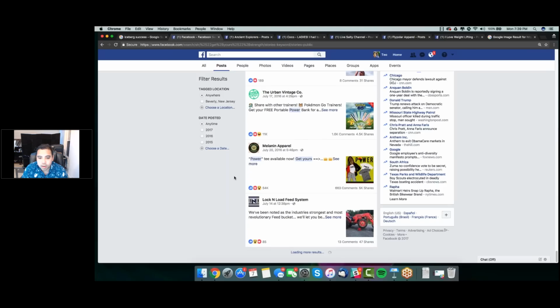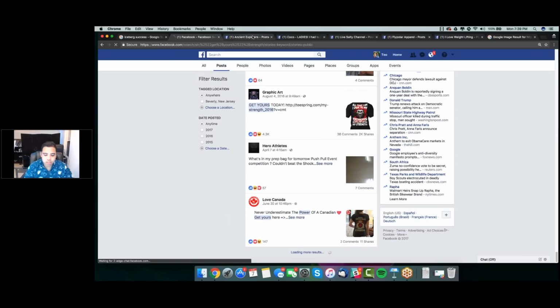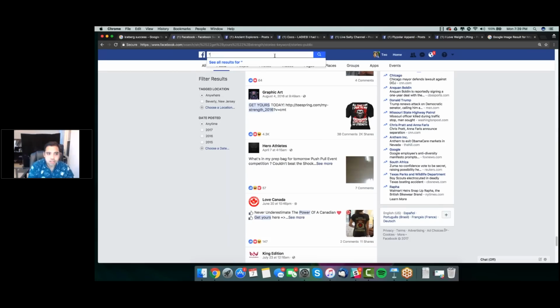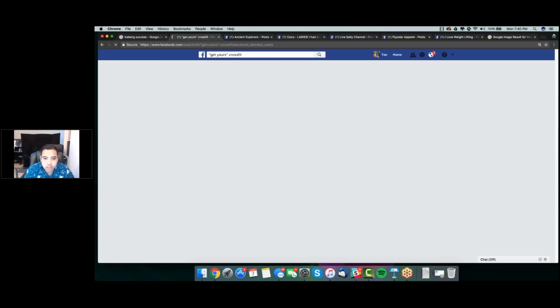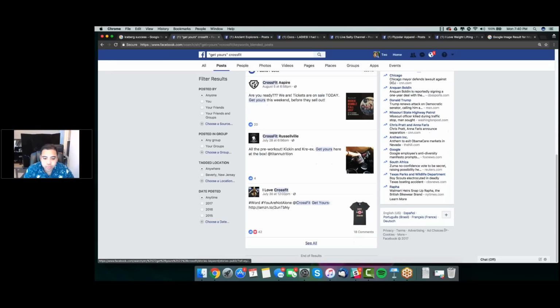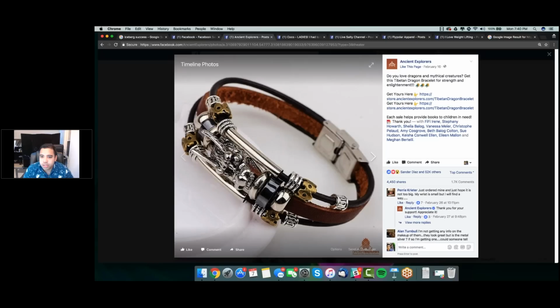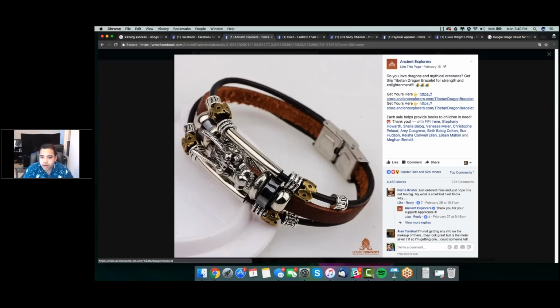Instead of using that keyword, instead of fitness or strength, we can try something like "get yours" and CrossFit. Let's type in CrossFit and try that one. I'm still not seeing any big numbers here. So let's take a look at what we have so far. We have this bracelet. It looks like a dragon bracelet, like you love dragons and mythical creatures. Get yours, and then here's some shares. I'm not sure what that is. So we scroll down.